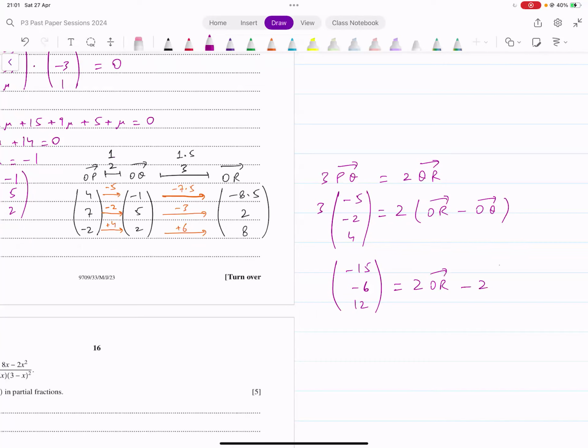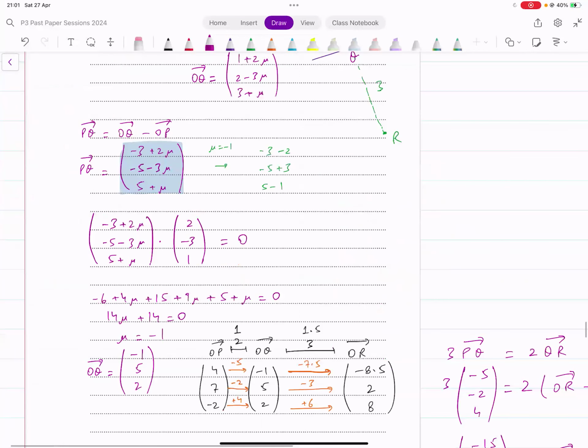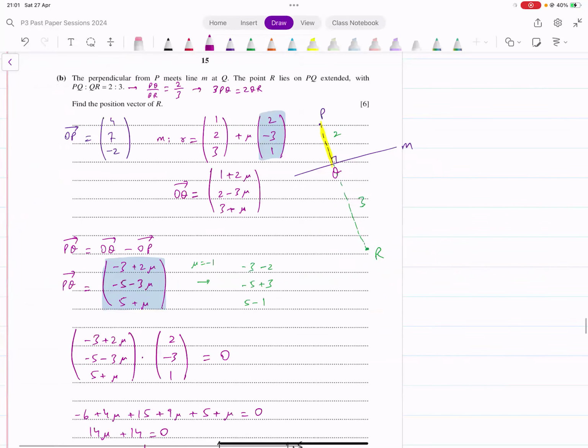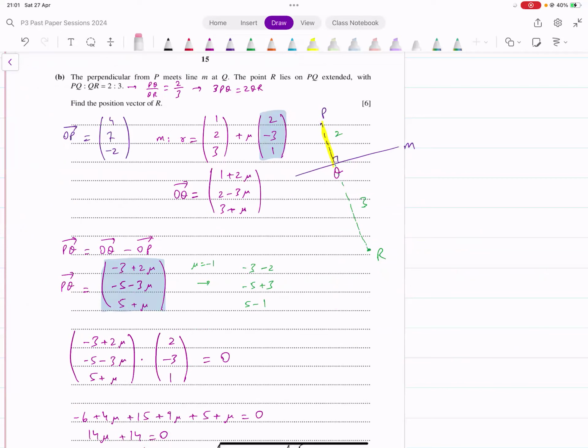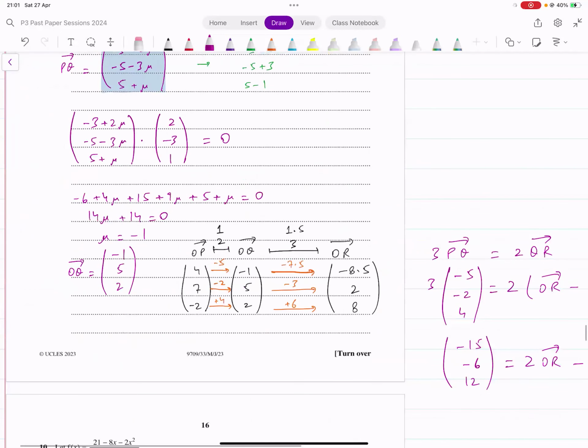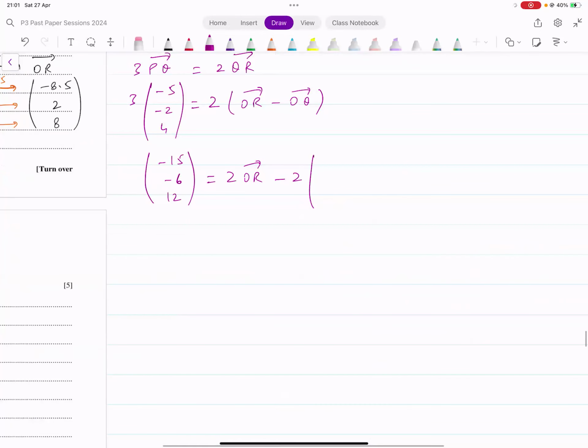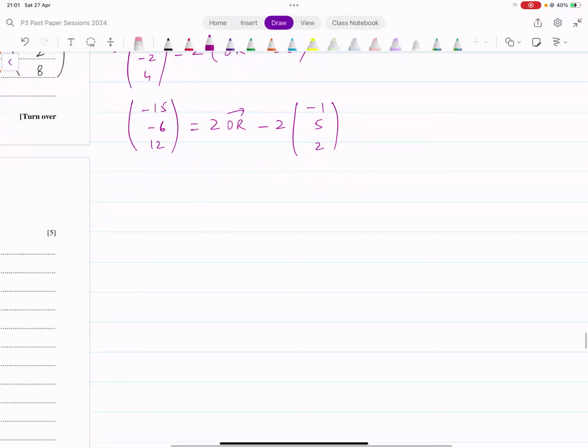Minus 2 into OQ. What's OQ? OQ we already know. OQ is this vector. We found this here as well: minus 1, 5, and 2. And now we can find OR from this. Let's see what that's going to be.